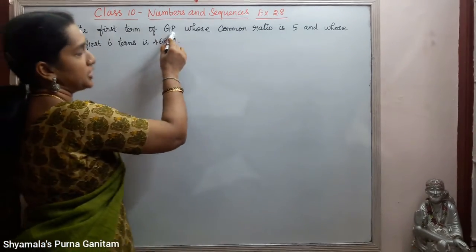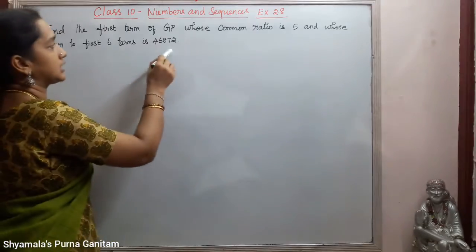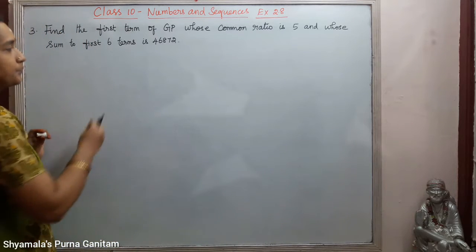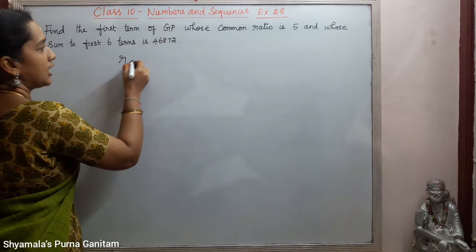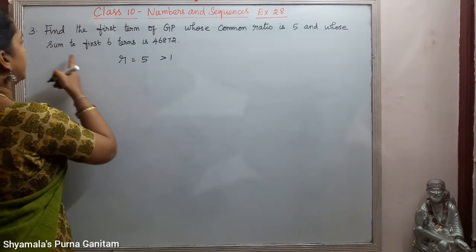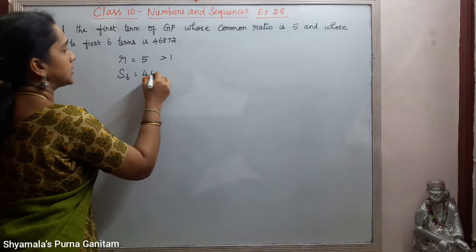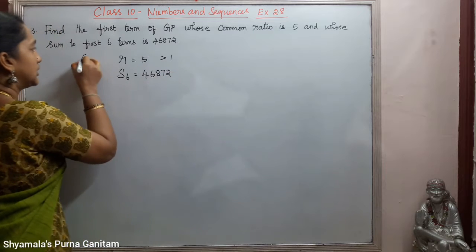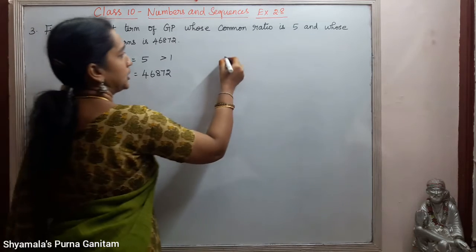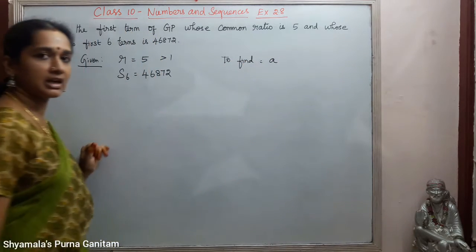Find the first term of GP whose common ratio is 5 and whose sum of first 6 terms is 46,872. So here the common ratio R is given as 5. So this is greater than 1. Okay. And then sum of the first 6 terms S6 is given as 46,872. So these are the things given. We are asked to find the first term, that is A.